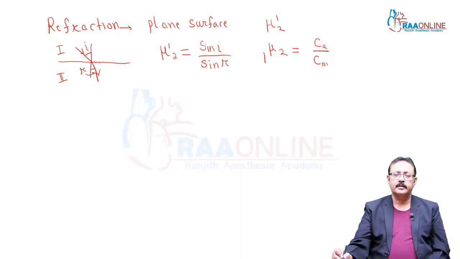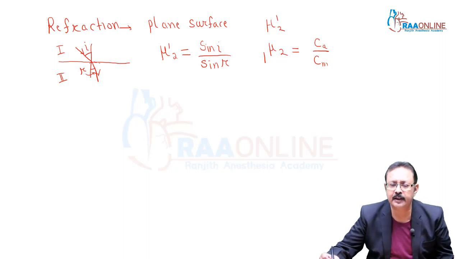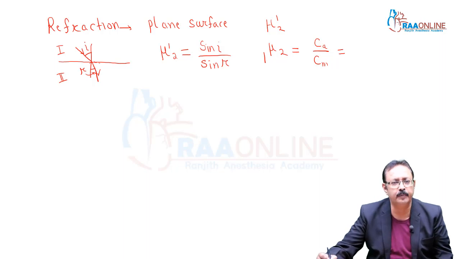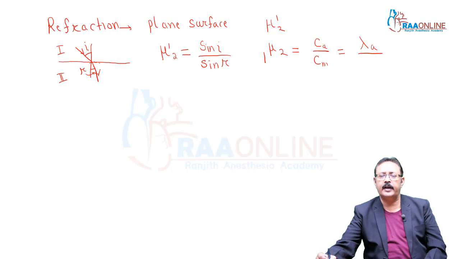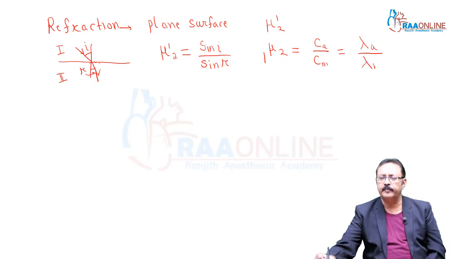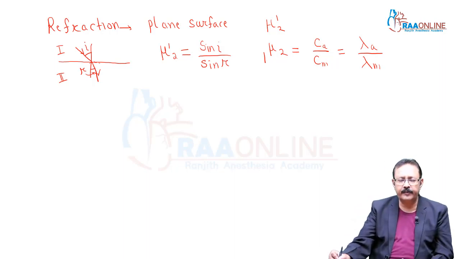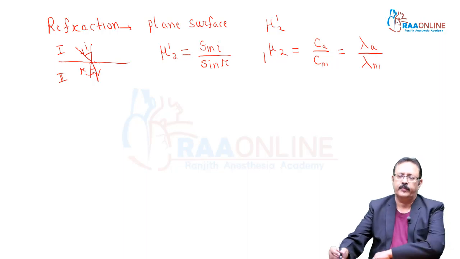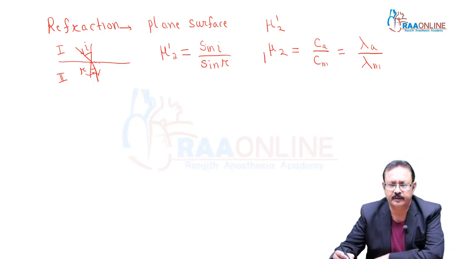But we know that speed is equal to frequency into wavelength. When light enters from one medium to another, there is no change in frequency. It depends upon the source. So frequency will cancel out and you will get lambda A by lambda B, meaning wavelength in air upon wavelength in medium. So it was the definition of mu. There are two definitions. One more definition we can make.